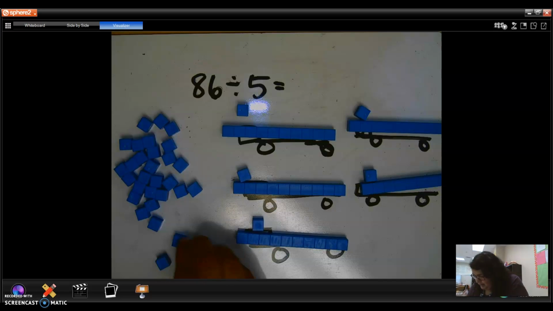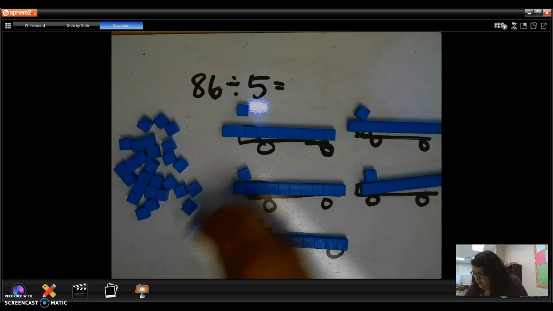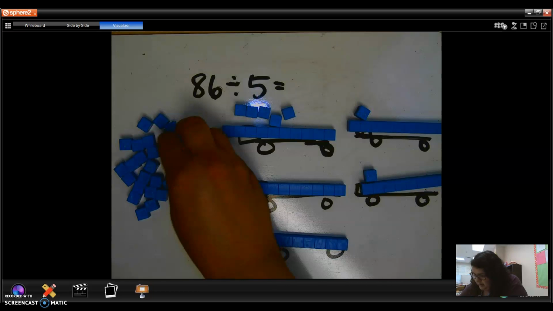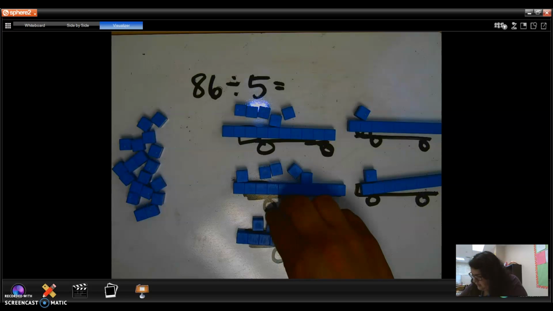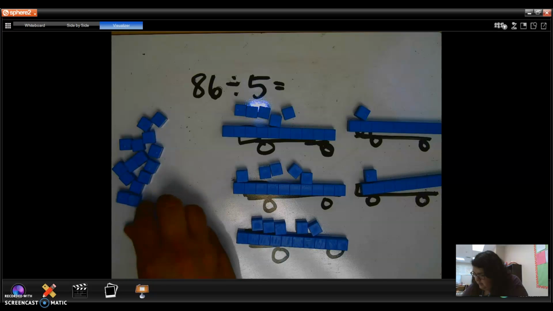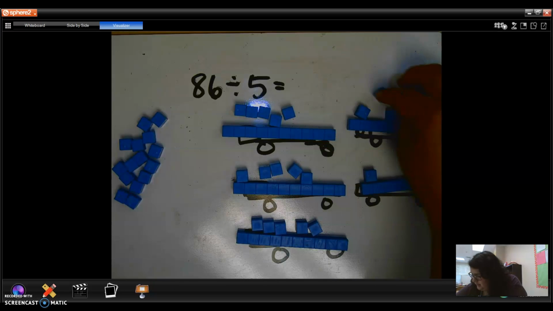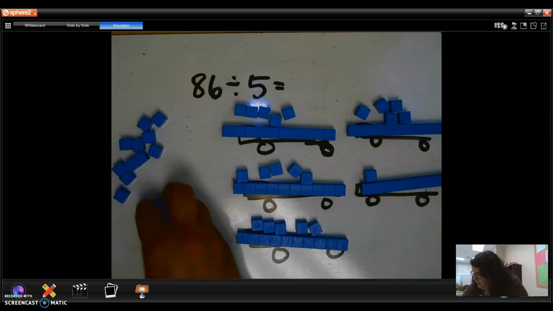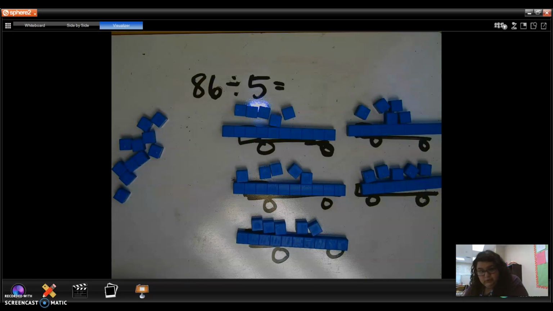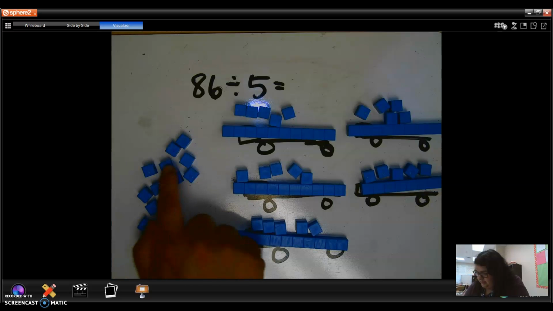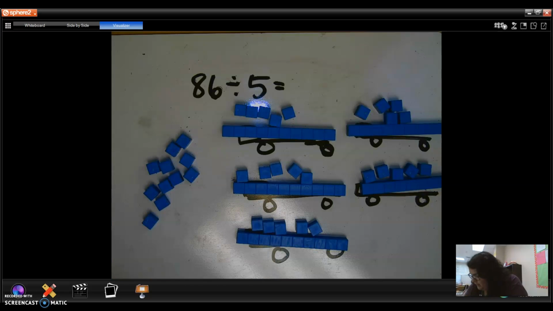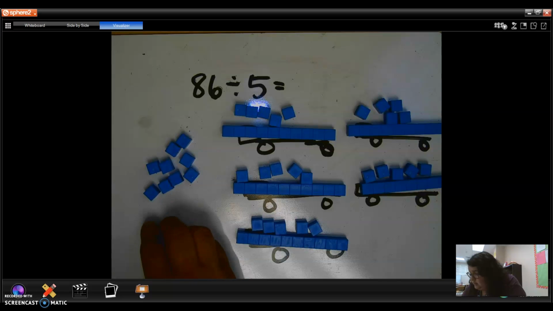So let's see, I'm going to try to put 4 on each truck. So add 4. 1, 2, 3, 4 on each truck. Okay, then I have 1, 2, 3, 4, 5, 6, 7, 8, 9, 10, 11. So that means I can put another 2 on each truck.